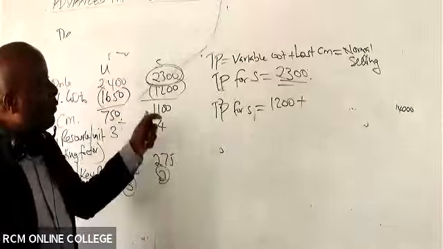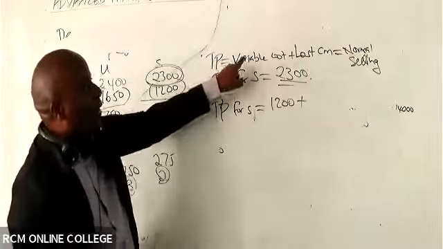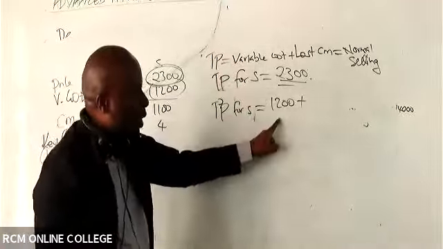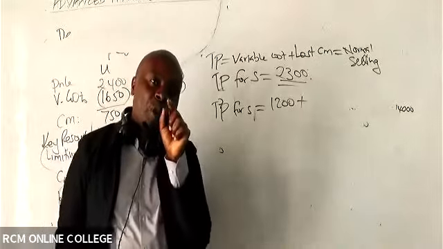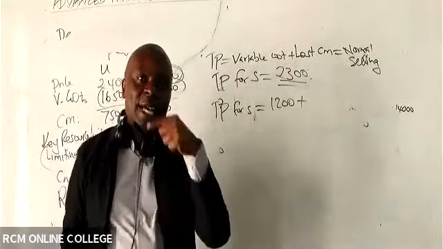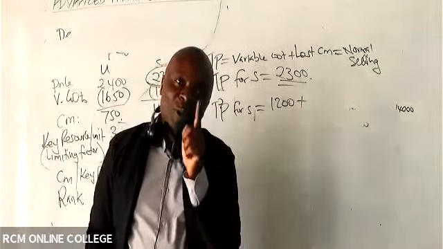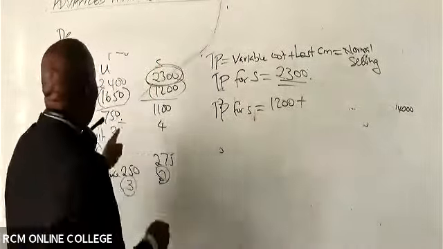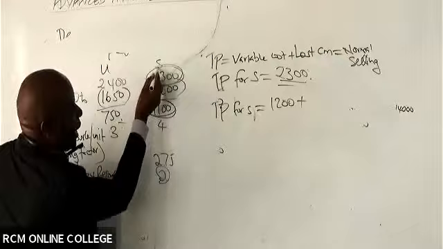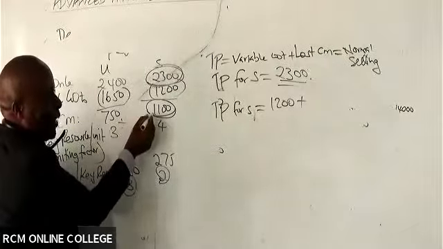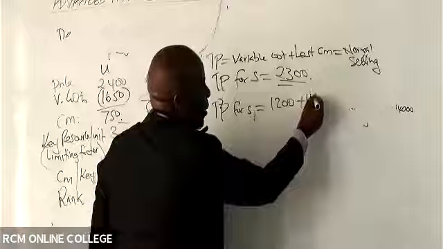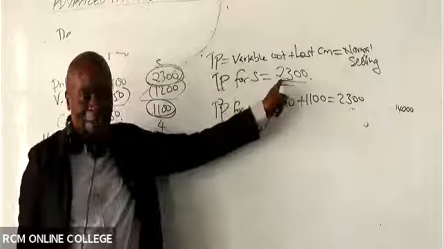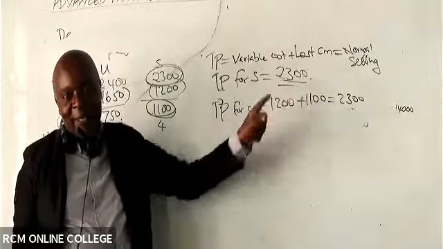So in this case, the transfer price for S, we're using the model that we've been told in note number 5. We take the variable cost of S, which is 1,200. And if we transfer this commodity internally, we lose some margin from our external customers. The contribution margin for S alone is 1,100, isn't it? So 1,200 plus 1,100 gives 2,300, which is the same as the normal selling price.